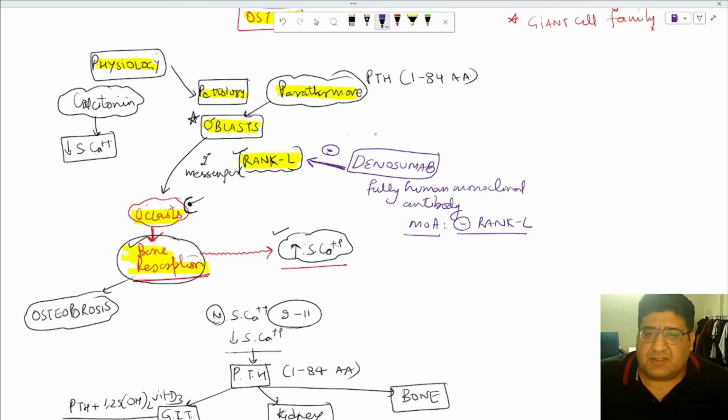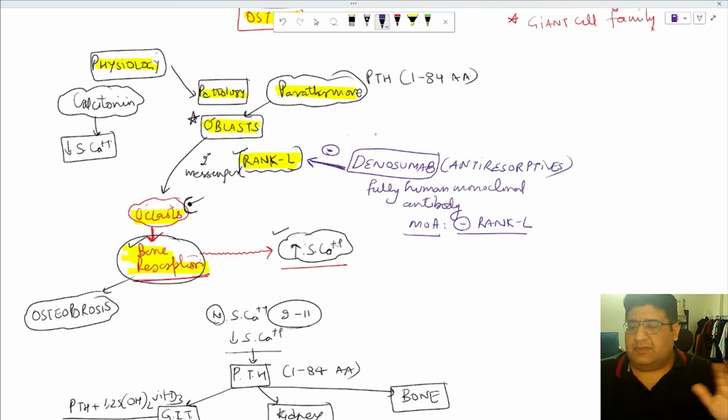So this drug comes under the category of anti-resorptive to treat osteoporosis. Clear? I'll tell you one more drug now.